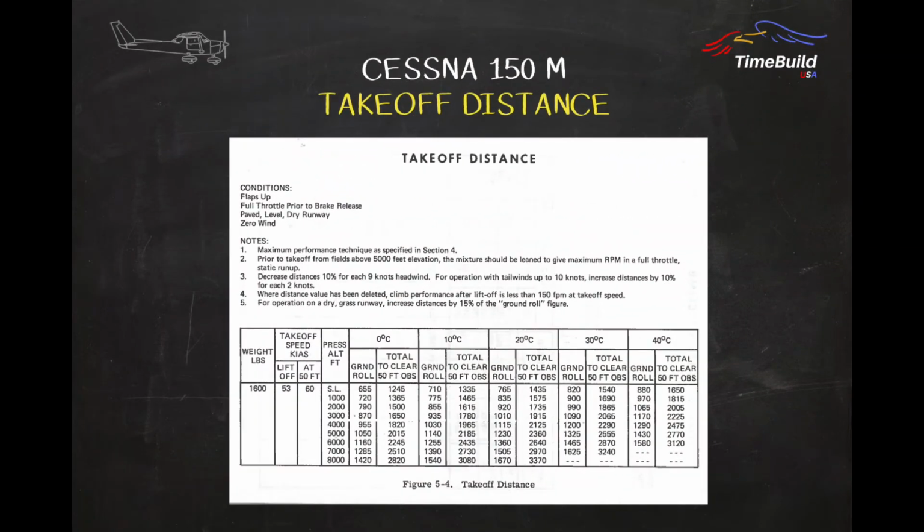Let's begin by taking a look at the takeoff distance chart. The Cessna 150 takeoff data is fairly simple. Beginning on the left side of the table, you'll note that only data for the maximum gross takeoff weight of 1,600 pounds is included. Pressure altitudes from sea level to 8,000 feet are shown. Both ground roll and distance to clear a 50-foot obstacle are included for the 5 outside air temperatures ranging from 0 to 40 degrees Celsius.